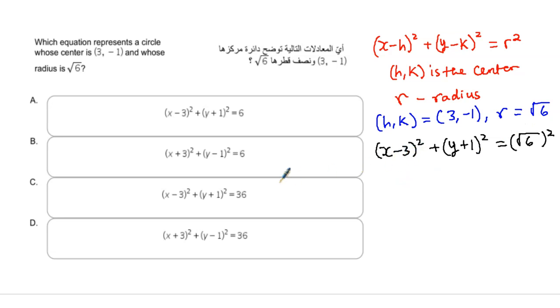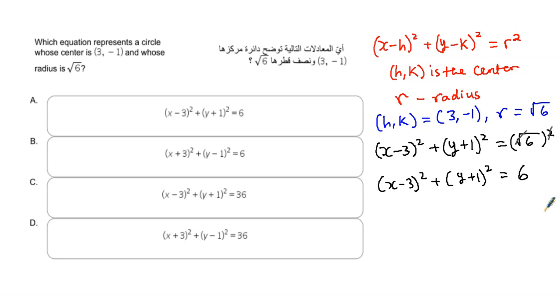So here basically we can't do anything. Looking at the multiple choice, we are not supposed to do any expansion, so let's go ahead and rewrite that. (x - 3)² + (y + 1)². The only difference is that when you square a square root, it removes the square root. So what we are getting is just the 6. You have to know that's the only skill you need in order to get this answer.